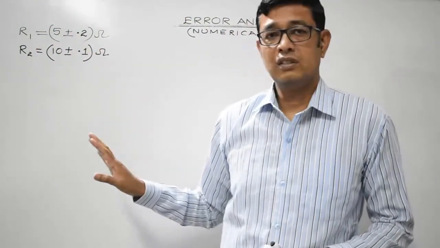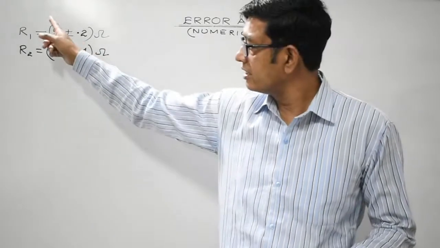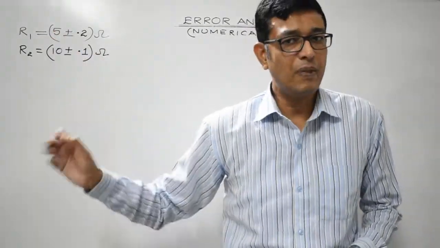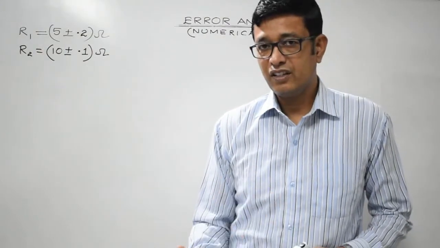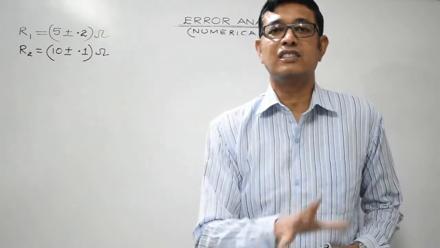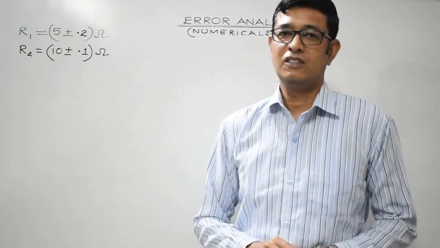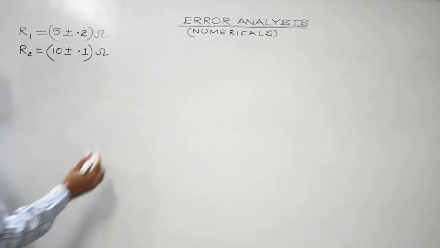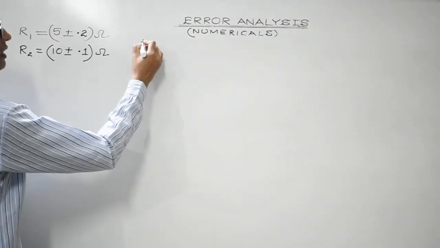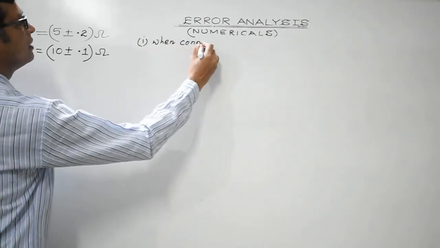Now the question is, we'll consider 2 parts. These 2 are connected in series, and in the second case, the same 2 resistances are connected in parallel. So we are supposed to find out the percentage error in the resultant resistance of combination in series as well as in parallel. Right? So let's proceed with the first part. First part is when they are connected in series.